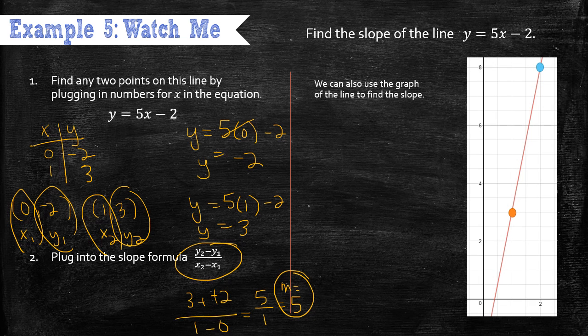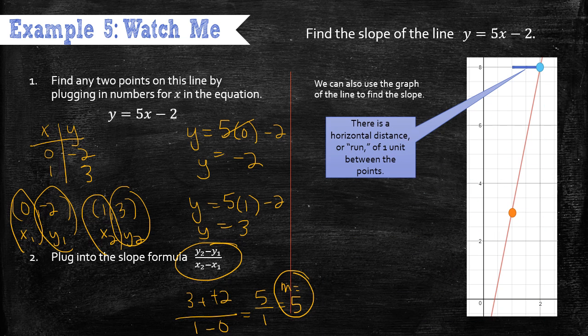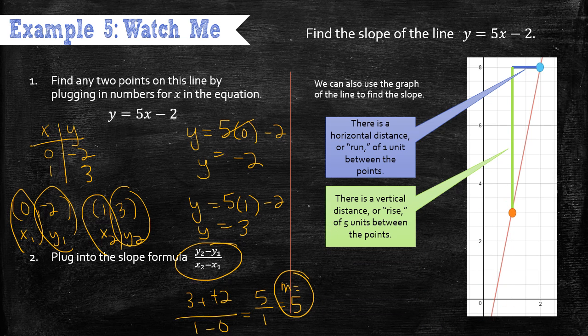Okay, we can also use the graph of the line to find the slope. Okay, that's what we have going on here. Here's my 2 points, and then we could count up 1, 2, 3, 4, 5 over 1. We can see that we have a slope of 5. Okay, so there's a horizontal distance or a run of 1 unit between the points, and then there's the vertical distance or rise of 5 units between the points. And then you plug that into the ratio of 5 over 1. Okay, so that's how those two coordinate with one another.